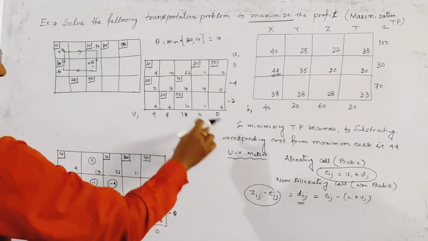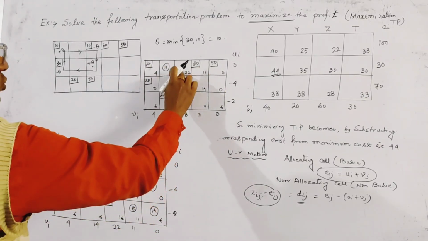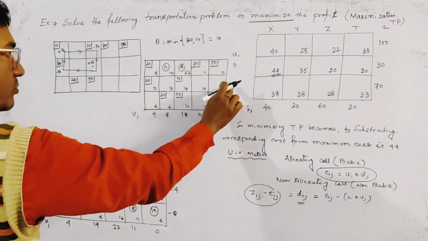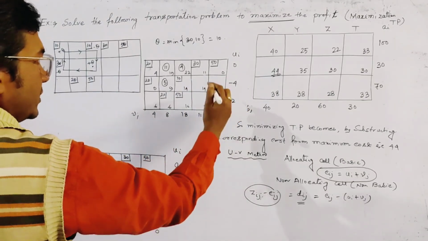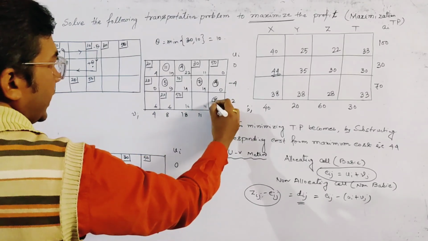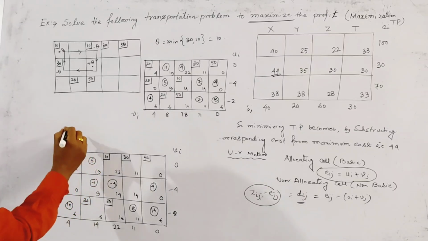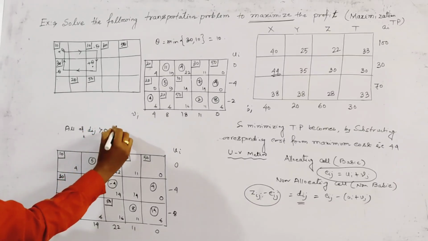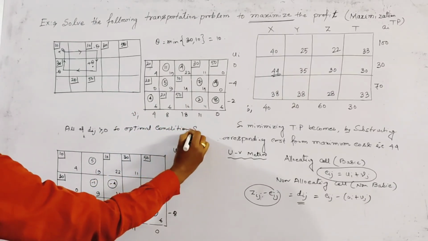Okay, now we find Dij for this cell. This is non-allocating, so 19 minus 8 plus 0, this is 11. This is positive. This is 22 minus 18, so this is 4 because this is 0. This is 9 minus 8 plus minus 4, so this is 5. This is 14 minus 7, so this is 7. This is given by 4, this is given by 8, this is given by 2, and this is also given by 4. So we see all Dij are greater than or equal to 0. So the optimal condition is satisfied.